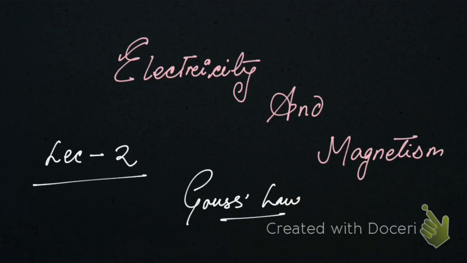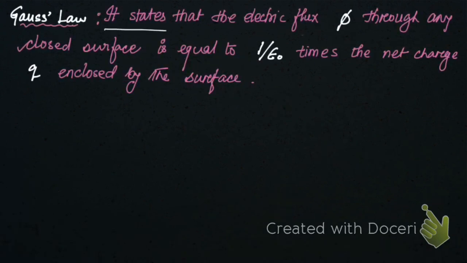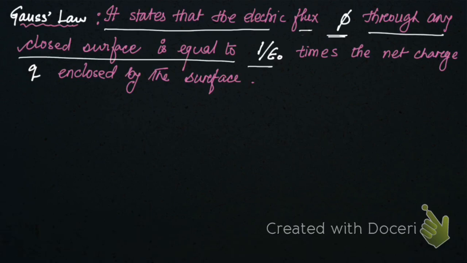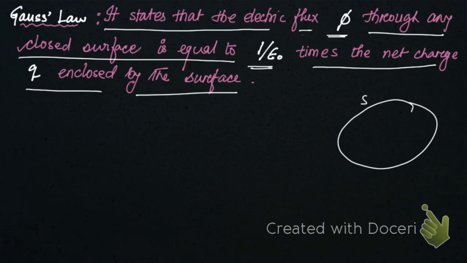Okay, so now let's start. This law states that the electric flux phi through any closed surface is equal to 1 by epsilon naught times the net charge q enclosed by the surface. Suppose we have a closed surface S, and the charge enclosed by this surface is q, then the flux through this surface phi is given, according to Gauss law, by q by epsilon naught, that means 1 by epsilon naught times q.